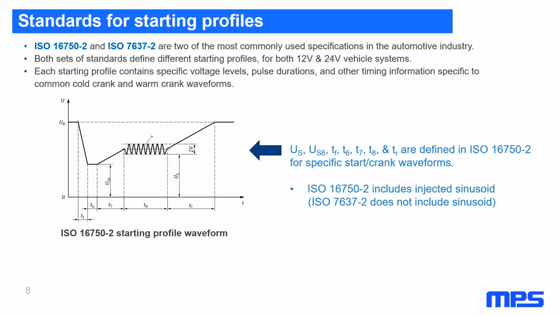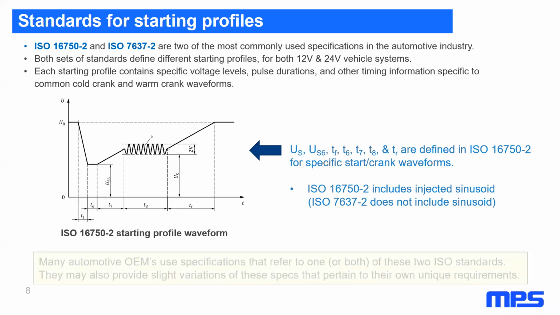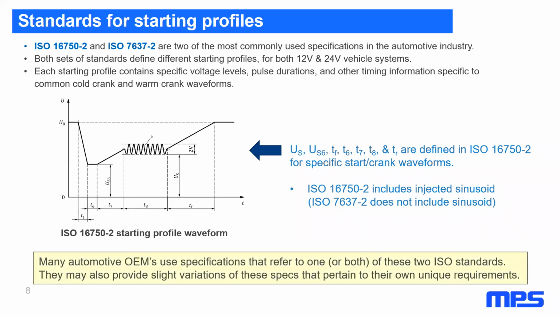ISO 16750-2 also includes an injected sinusoid in its starting profile, while the other ISO standard, 7637-2, does not. Many automotive OEMs use specifications that refer to one or both of these two ISO standards. They may also provide slight variations of these specs that pertain to their own unique requirements.